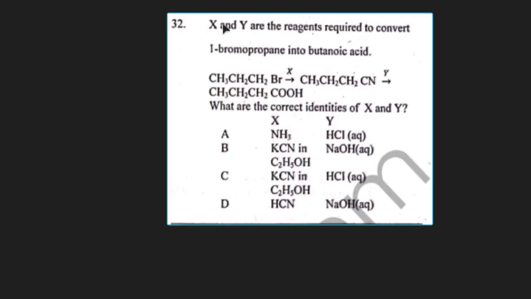Question 32. X and Y are the reagents required to convert 1-bromopropane into butanoic acid. We have bromoalkane giving us a cyanyl compound, which further gives us a carboxylic acid. What are the correct identities of X and Y? So let's take down the structures.